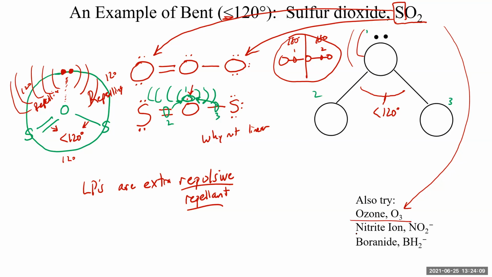Also, try ozone, try the nitride ion, which is again one of your polyatomic ions to memorize, so it's worth looking into. The boronide ion is not one of the ones you have to memorize, but give this one a try as well. Again, different ions may result in different combinations of double or single bonds, or they might be the same, but it's just more practice for you.